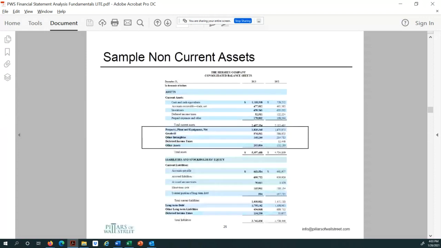Okay, so non-current assets. Here's an example of the non-current assets we're going to be talking about. Look at the boxed section here. We're going to primarily focus in on PP&E and intangibles. That's what we're primarily going to be focusing in on here.